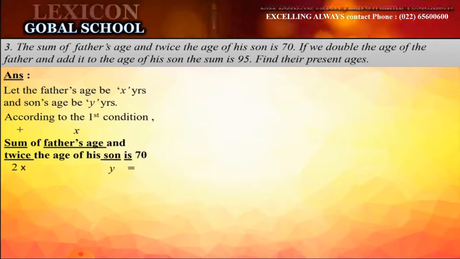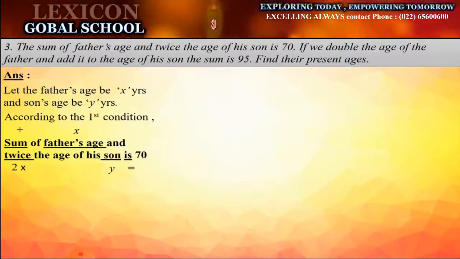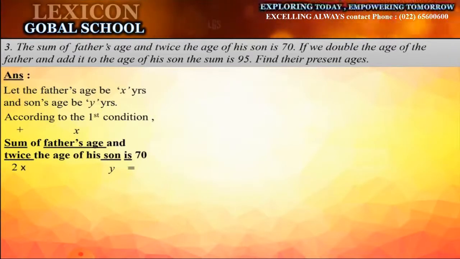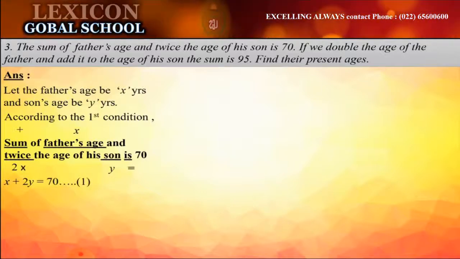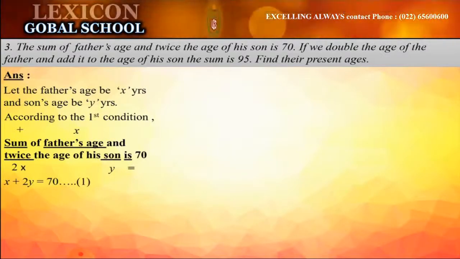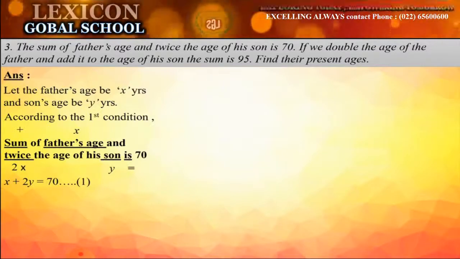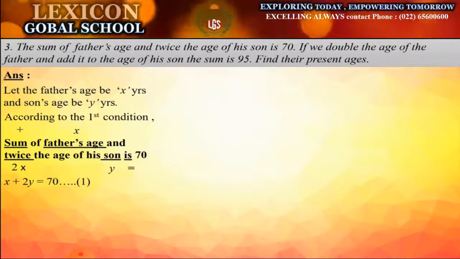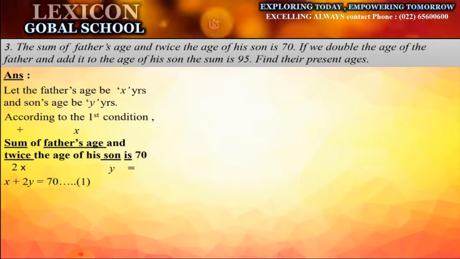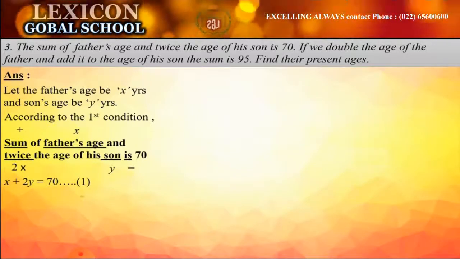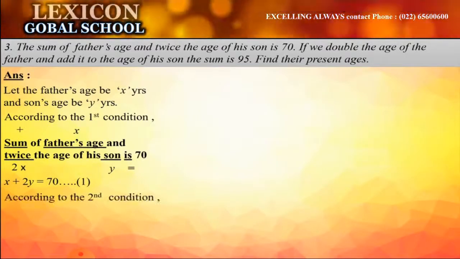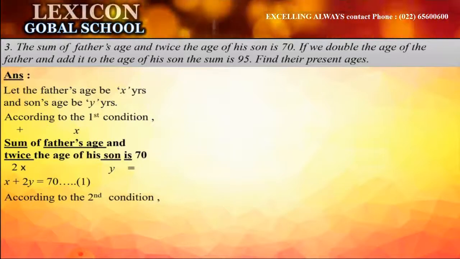Now let us frame an equation. Therefore, father's age is x plus, sum means plus, twice means 2 into son. 2 into son's age means 2 into y. 2y is equal to 70. This is our equation number 1. Let us now find equation number 2 from the second statement.